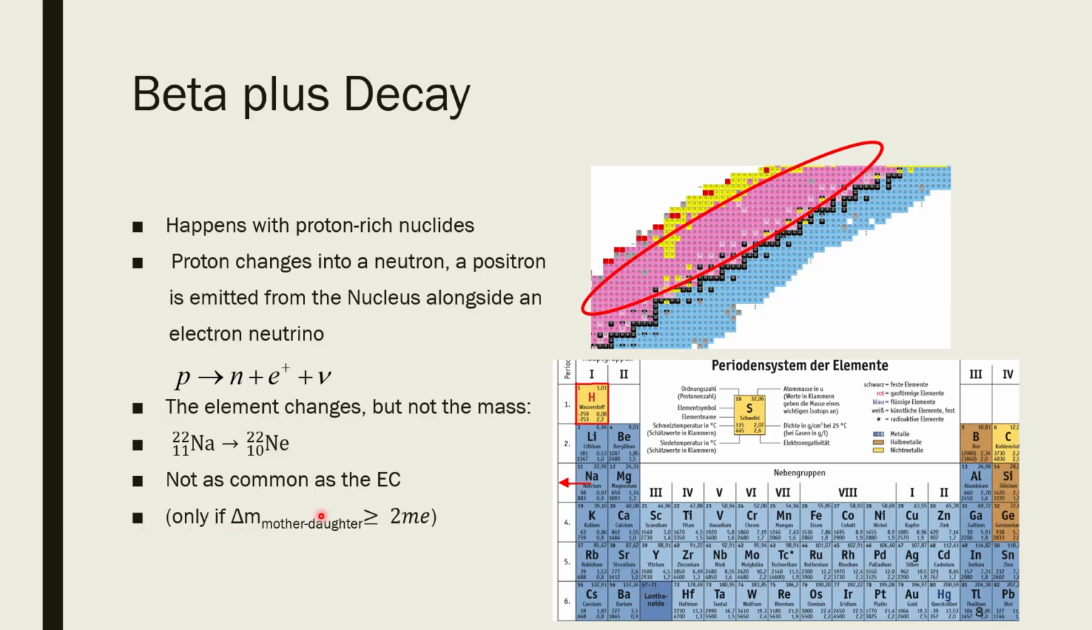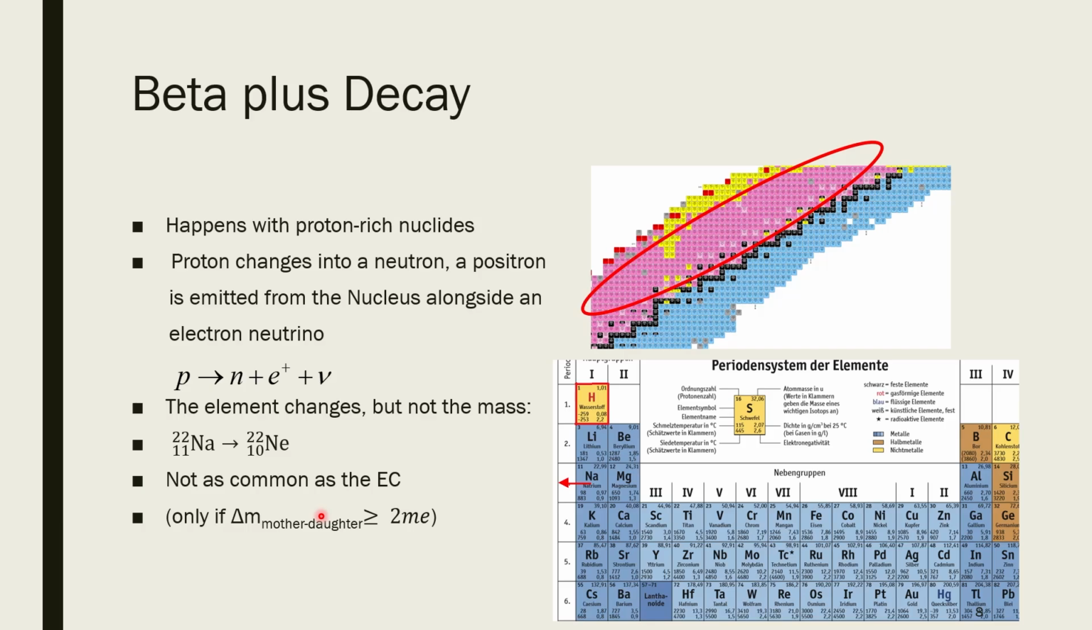As a well-known beta plus emitter, you have the sodium-22 that we already discussed on this channel, which decays into neon-22. It is not as common. I think most people probably knew more about the beta plus than they knew about electron capture.